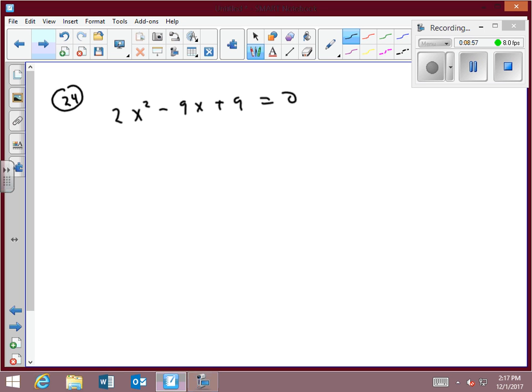Anyway, this is 0 by itself, descending order, leading term positive. Common factors, none. Trinomial, special case? You rule it out because that isn't squared. You see there's a plus here. This is a squared term, but this is not squared. So you rule that out. So now it's trial and error with an x and an x.